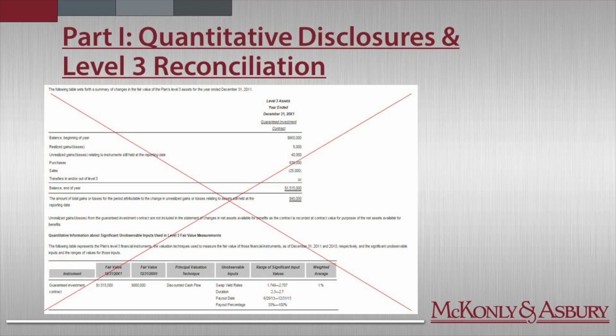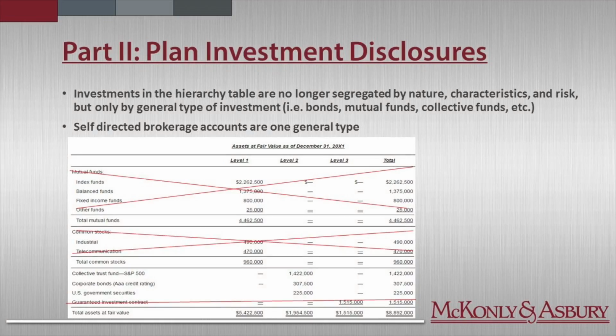And then lastly, here is the roll forward from the beginning of the year to the end of year. This is always required for level 3 assets, which is what a GIC is typically classified as. Before it was required, and that's no longer necessary, along with the quantitative disclosures, an example of which you can see at the very bottom there. So that was part 1. That's really only applicable if you have a guaranteed investment contract.